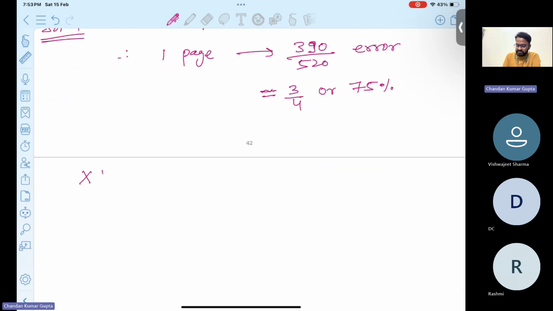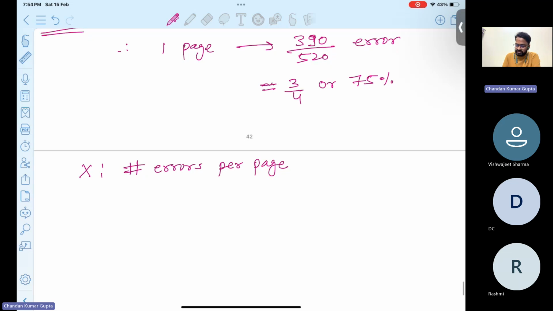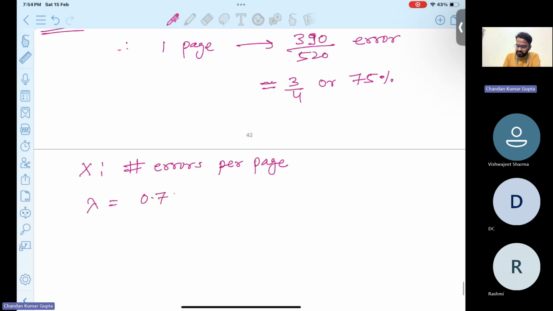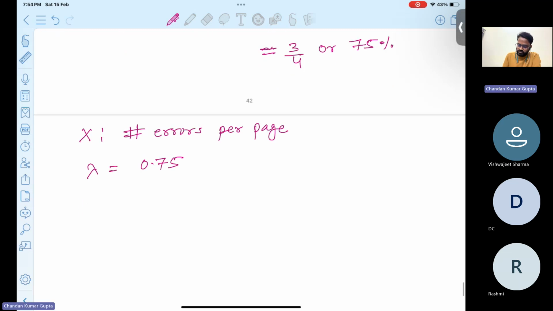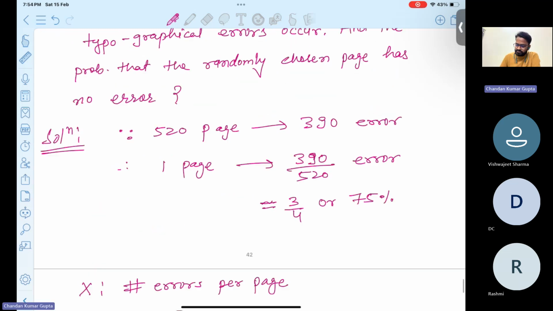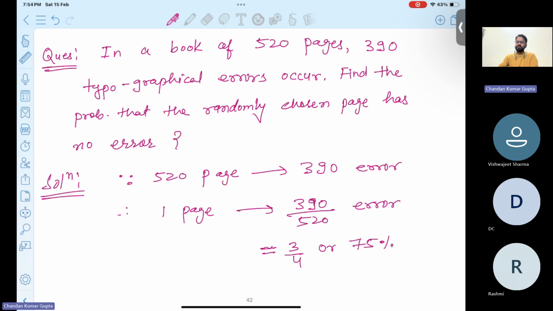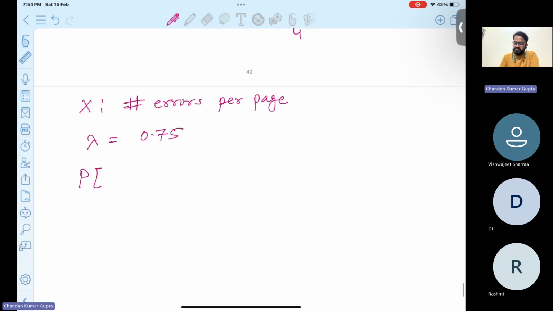So our random variable X is what? Number of errors per page. Okay. And we are given the rate as well, lambda 0.75. Now we need to find the probability that the randomly chosen page has no error. That means X should be equal to 0. So this implies e to the power minus lambda, lambda to the power x upon x factorial, putting the values.